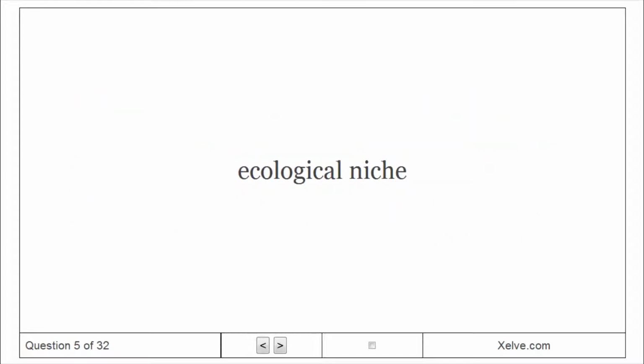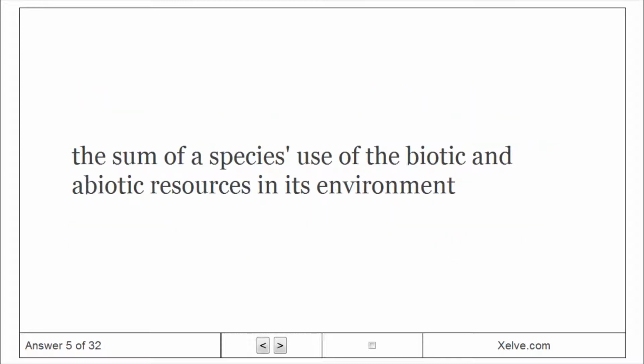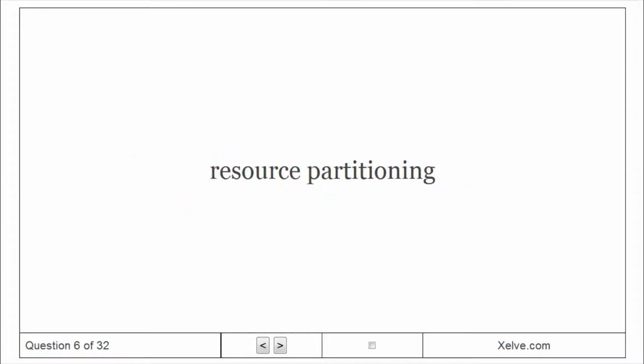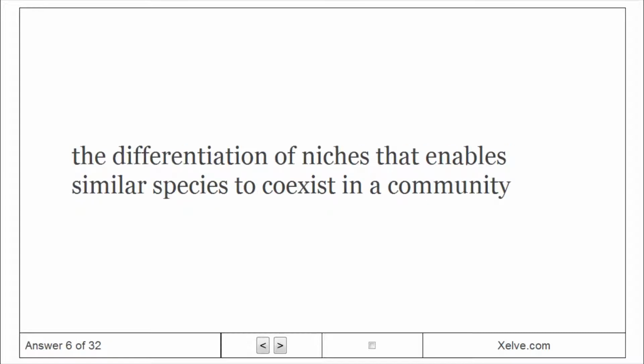Ecological niche. The sum of a species' use of the biotic and abiotic resources in its environment. Resource partitioning. The differentiation of niches that enables similar species to coexist in a community.